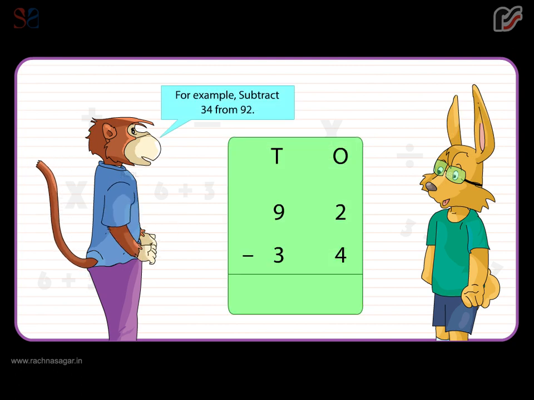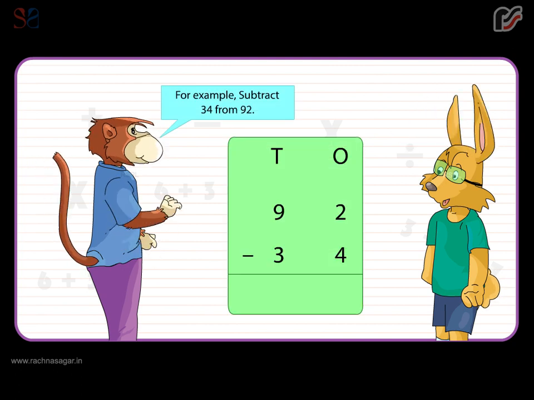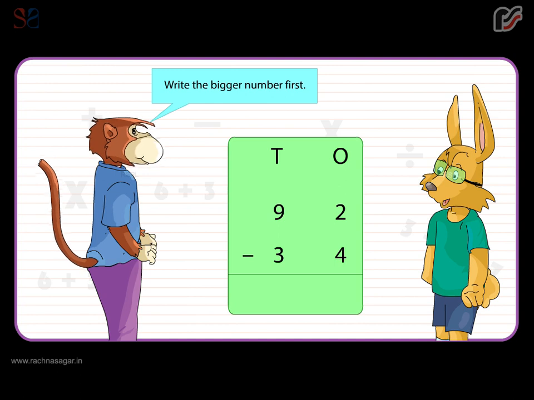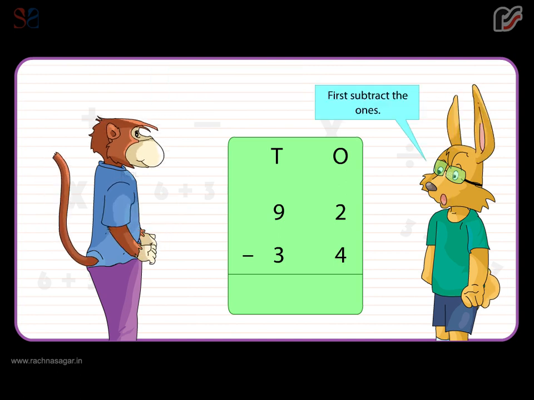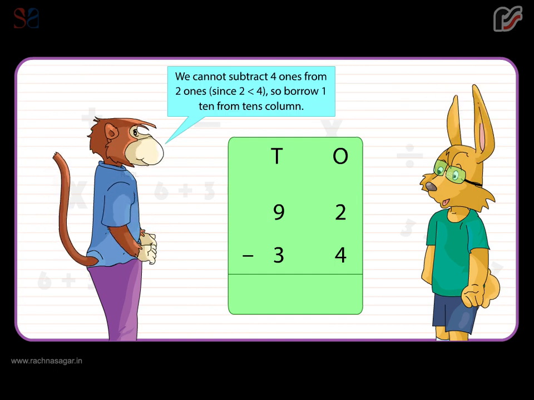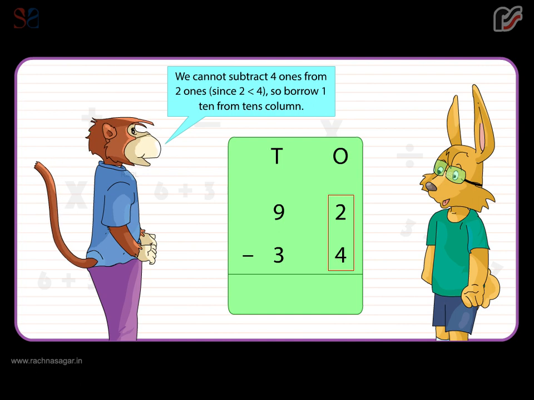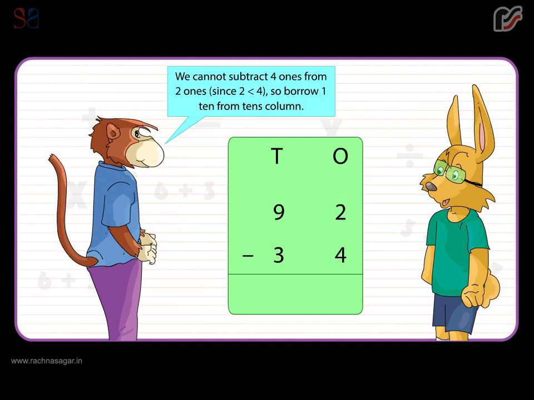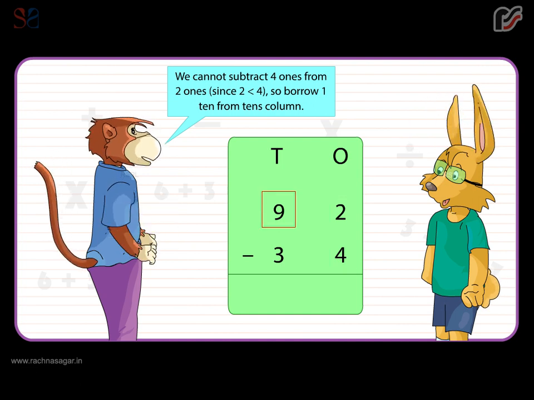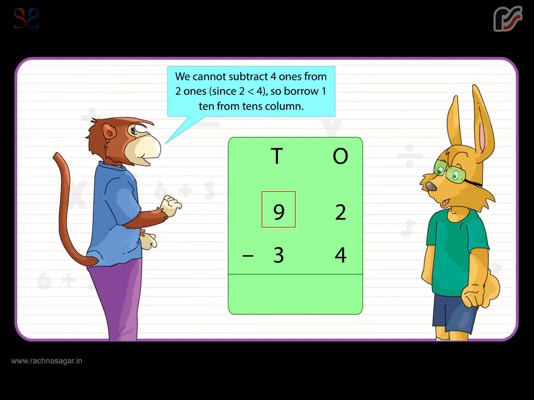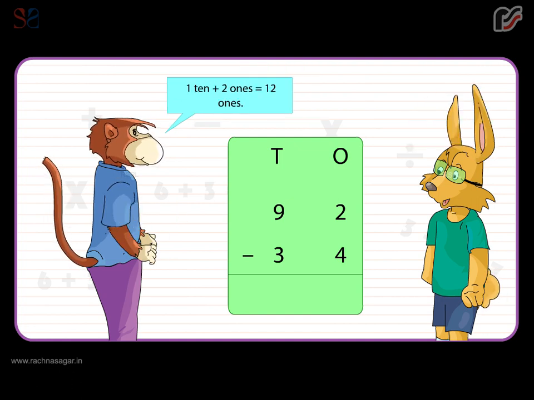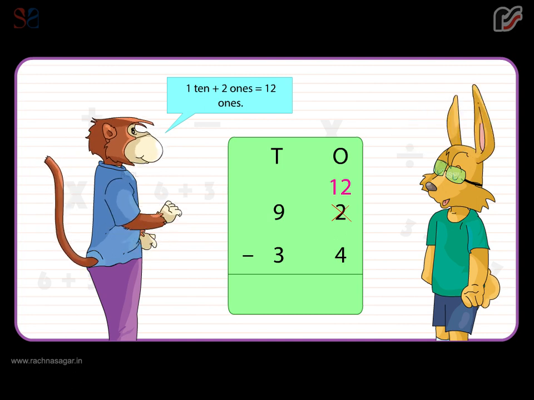For example, subtract 34 from 92. Write the bigger number first. First, subtract the ones. We cannot subtract 4 ones from 2 ones. Since 2 is smaller than 4, so borrow 1 ten from tens column. 1 ten plus 2 ones is equal to 12 ones.